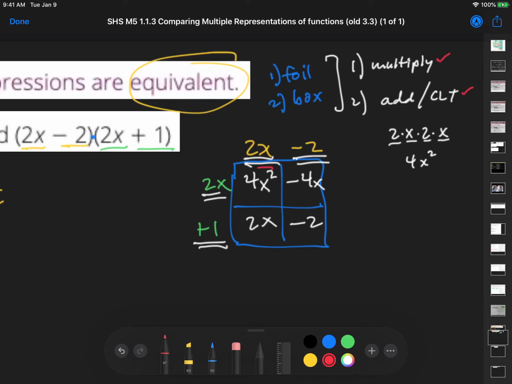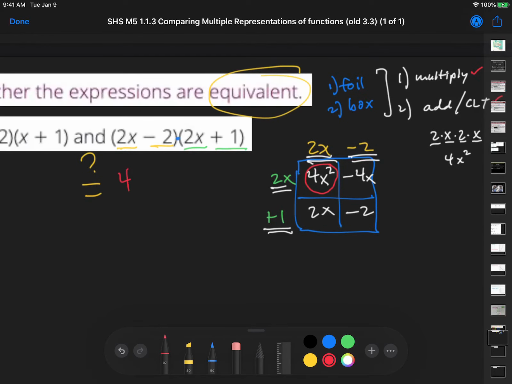There are no terms that are similar to the 4x squared. So let's write that, 4x squared, okay? 2x and negative 4x, two triangles to show they're like terms because they both have an x. Doesn't matter what's in front. Now in front, we're going to add the numbers in front. 2 plus a negative 4. 2 minus 4 gives you negative 2x. And then this one right here is just a term by itself. They call that a constant, so I'm going to write negative 2.